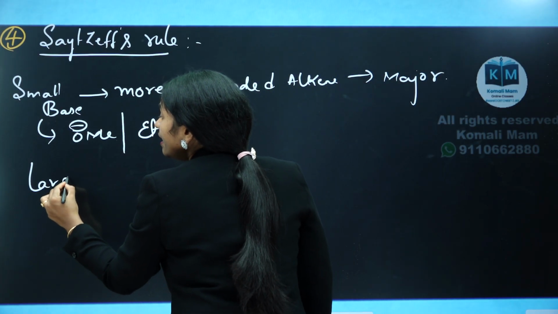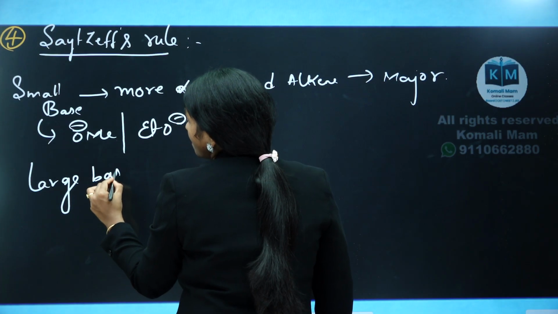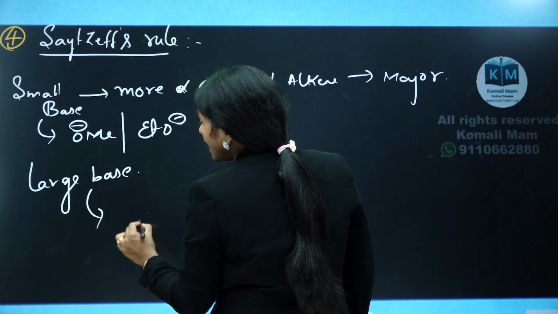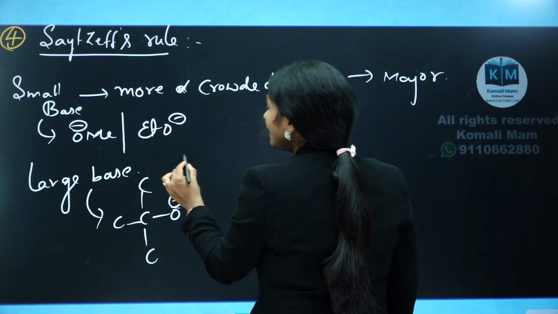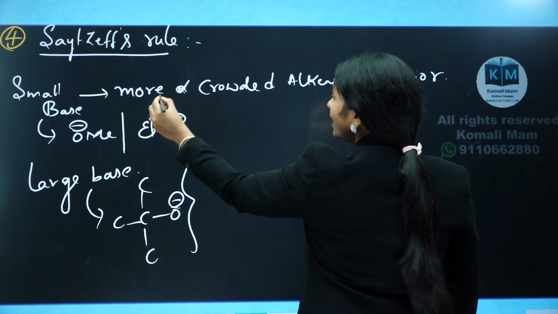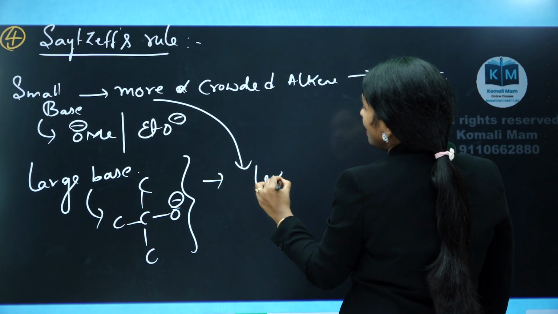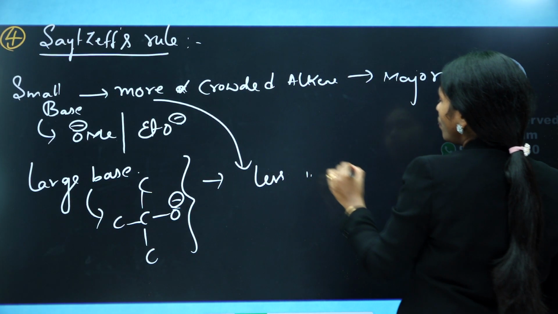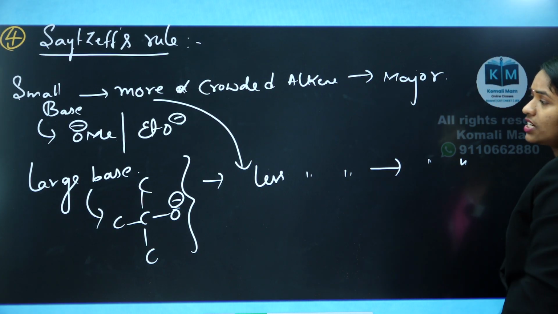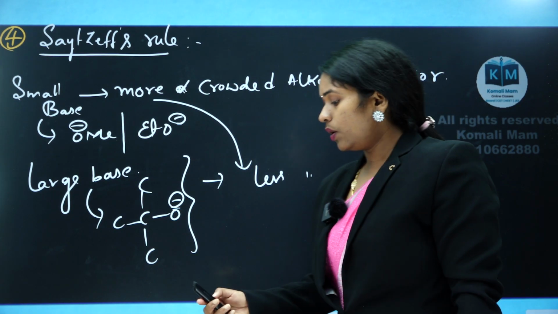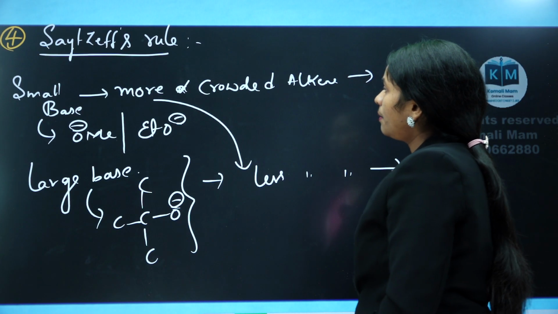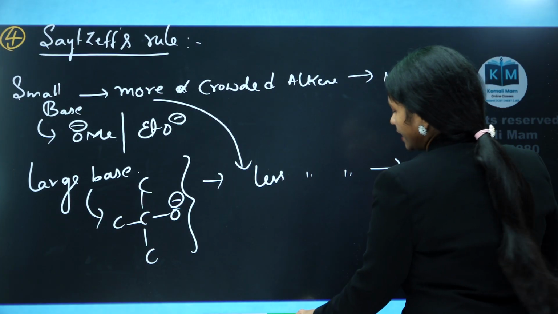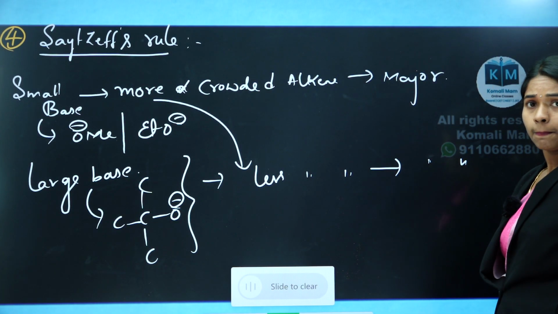But if you take large bases like tertiary butoxide like this, at that time the less crowded alkene is major. Understanding? Now let us see the next one. We'll discuss this. Point number 5. Take a screenshot if you want this. Okay? Now let us see point number 5.